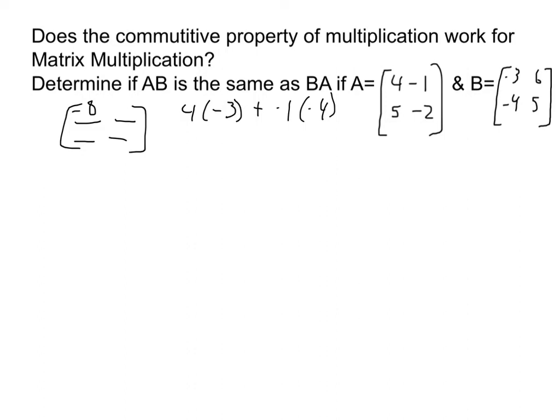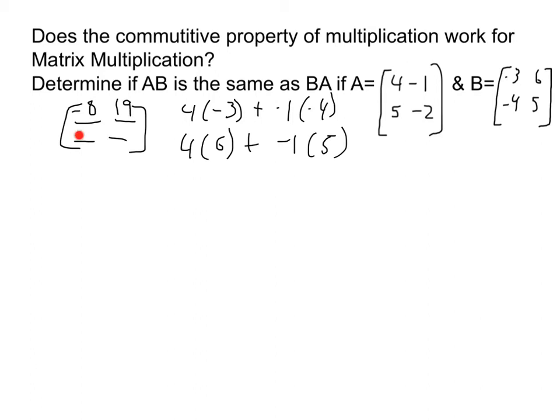Okay, this is in the first row, second column, so first row times the second column is 4 times 6 plus negative 1 times 5. 4 times 6 is 24, negative 1 times 5 is negative 5, so that's positive 19.